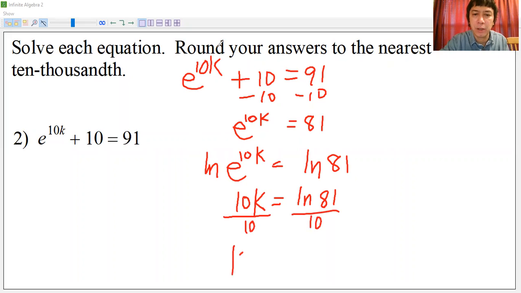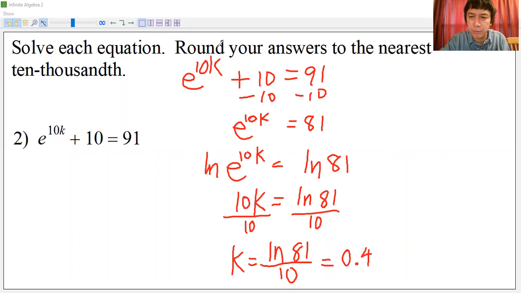And we now have k equals ln of 81 over 10. You can now use your calculator here. Natural logarithm of 81, then divide by 10. We have the answer 0.4394449155.